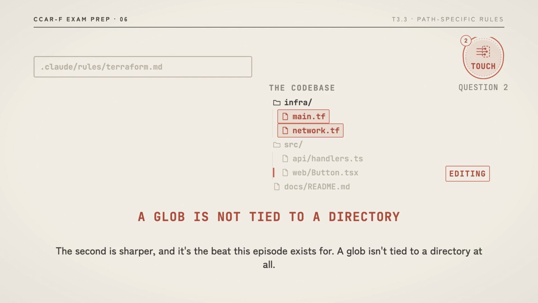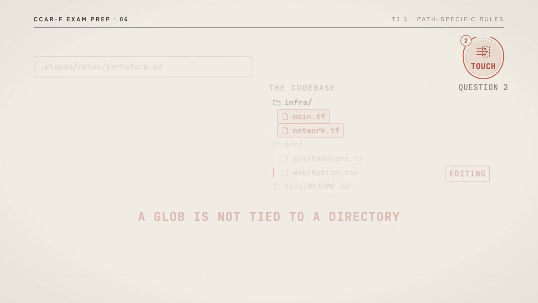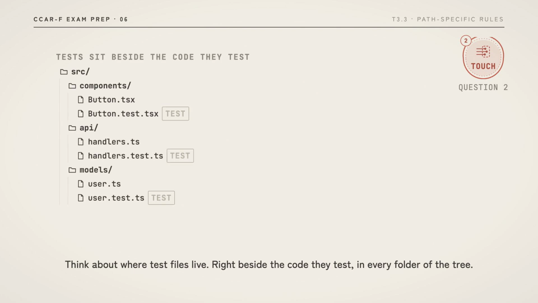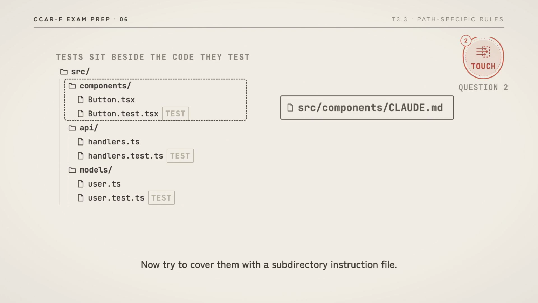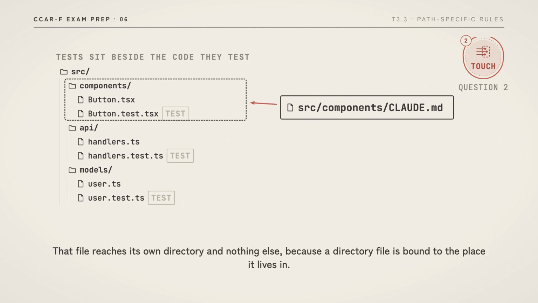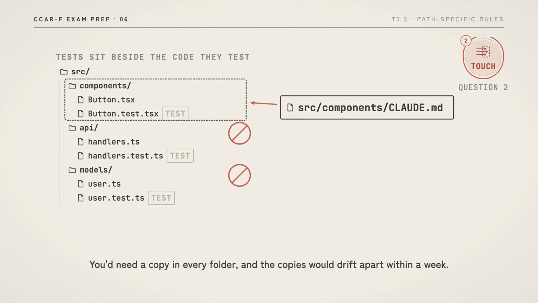A glob isn't tied to a directory at all. Think about where test files live. Right beside the code they test, in every folder of the tree. Now try to cover them with a subdirectory instruction file. That file reaches its own directory and nothing else, because a directory file is bound to the place it lives in. You'd need a copy in every folder, and the copies would drift apart within a week.